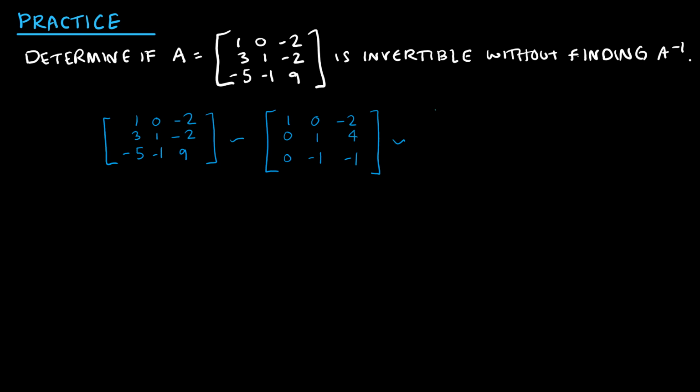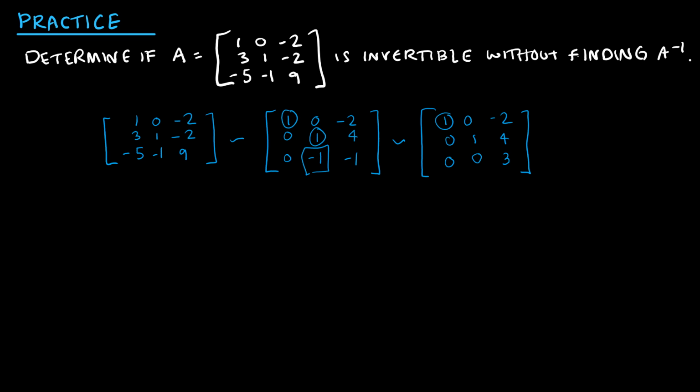Next, 1, 0, -2 is still looking pretty good. I've got that pivot here and pivot here, and obviously I want this guy to turn into a 0. So this guy is going to remain the same too, row 2. Row 3, I'm just going to add row 2 and row 3 together. So 0 plus 0 is 0, 1 plus -1 is 0, 4 plus -1 is 3.